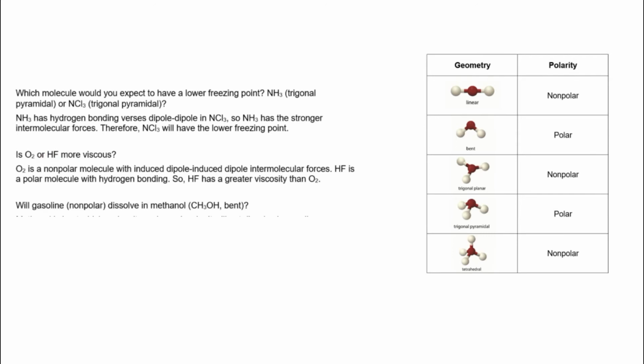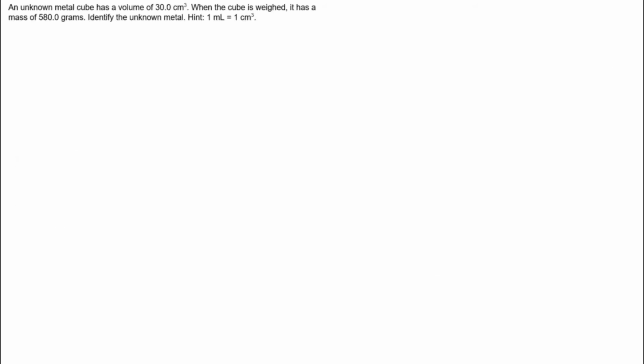Now let's use our polar, nonpolar predictions in a little bit different way. Will gasoline, which is nonpolar, dissolve in methanol, which is bent? If two substances are going to form a solution, they either must both be polar or both be nonpolar. We are told that methanol is bent. If I go to my geometry and find bent, that is a polar molecule. So I have gasoline, which is a nonpolar solvent, trying to dissolve methanol, which is a polar solute, so no, they will not dissolve.